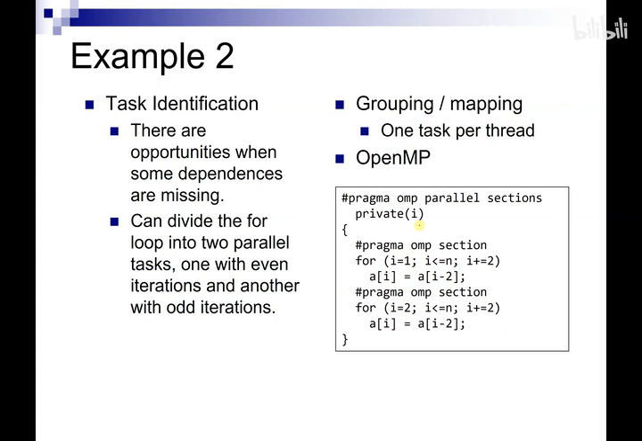Then we need to say that these 2 parallel threads that we have, one for this section and one for that section, each need to get their own copy of I, because they're iterating through the for loop independently.